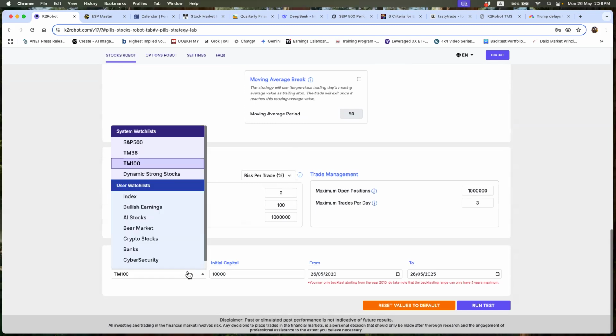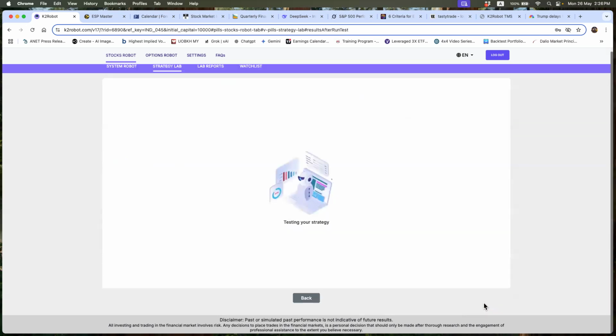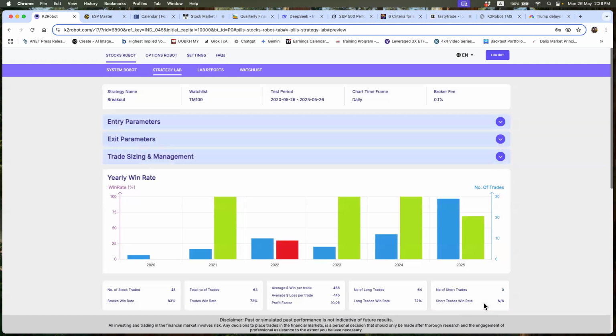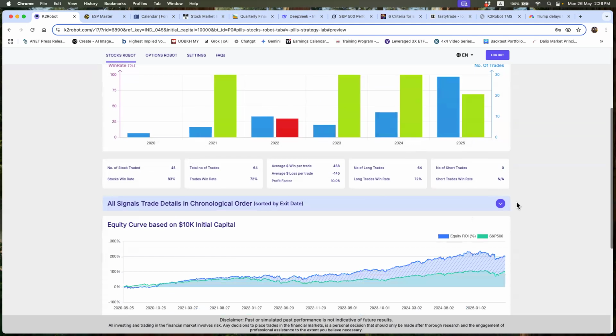Now, if you were to just screen, let's just do a blanket screening using $10,000 in capital, the last 5 years from today, 26th of May. Let's just do the test and we see what the test result is and how we can slowly, step by step, customize and make it better. This is the performance. So guys, you can see that by using the default setting, the strategy actually performed not too bad.